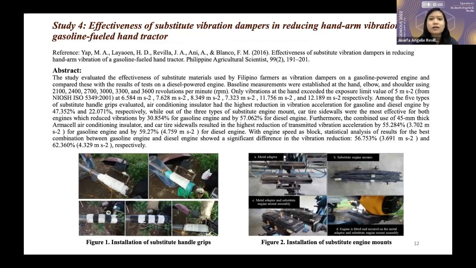So the next study again focused on using handle grips, but this time we tried to investigate substitute handle grips and engine mounts. Because of the cost to purchase the commercially available handle grips and engine mounts as presented in studies 2 and 3, we considered the capability of the farmers and the operators to actually purchase these additional materials. So if they do not have enough money, at least they have substitute materials which they can use to minimize or reduce the amount of transmitted vibration. And so that became the focus of the study, to introduce different substitute vibration dampeners, such as handle grips and engine mounts, which can also reduce the amount of transmitted vibration.